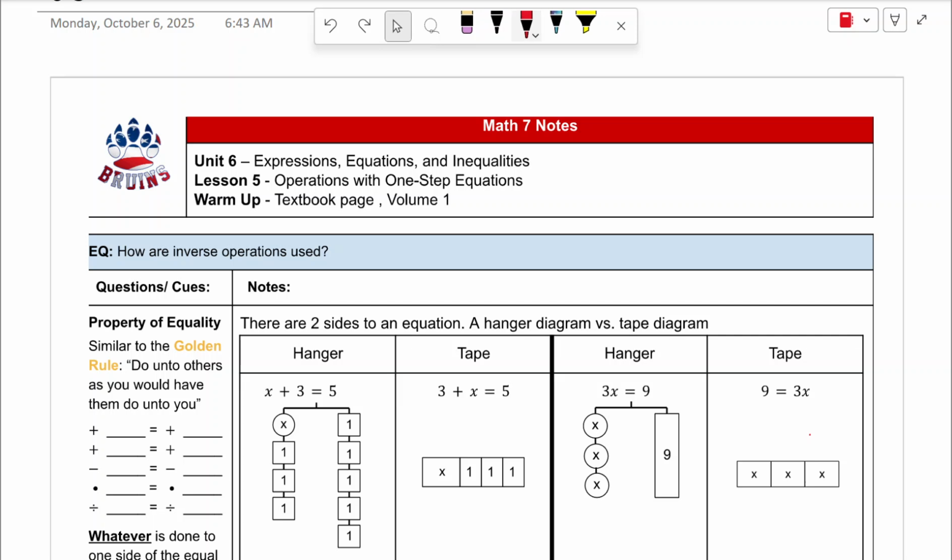Unit 6, Lesson 5. Today it's all about operations with one-step equations. Our essential question for this lesson is, how are inverse operations used? So you might have to find out what inverse operations even are before you can answer this. So we'll be looking at that as we move through the lesson.